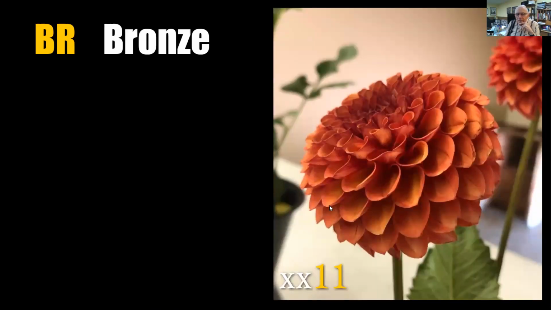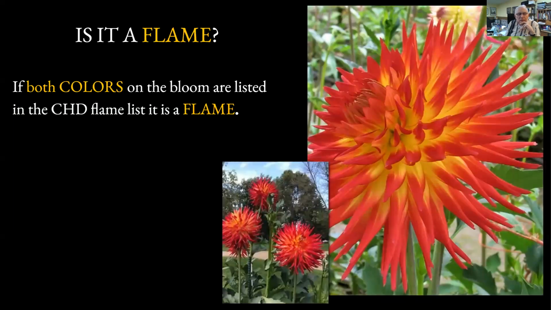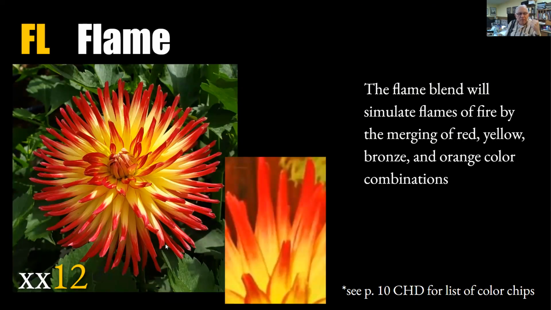Bronze is 11. Flame. Flame should be really fiery looking. Very, very kind of almost shocking colors. And it's a merging of red and yellow, bronze and orange in various combinations. There again, look at page 10 for flame, and you can see the color chips indicated there. And notice there's some oranges in there too that overlap with dark blend.